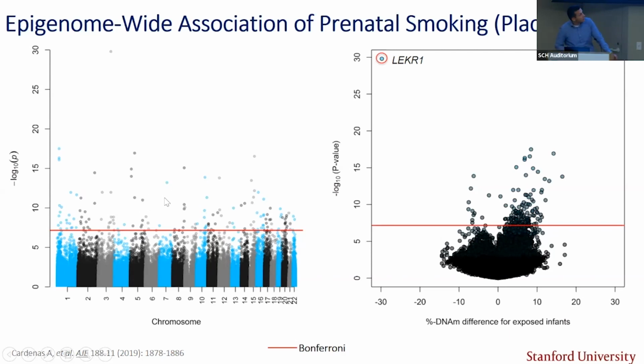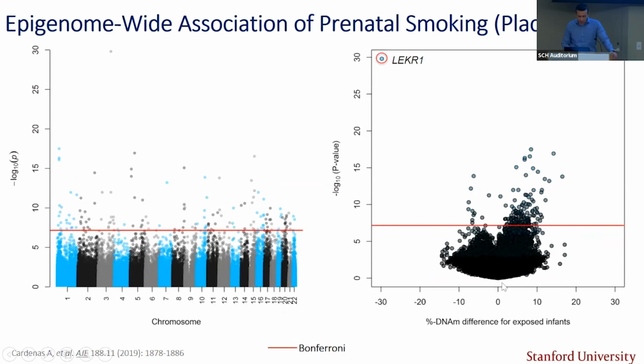This is a Manhattan plot. If you're not familiar with this, this is the negative log of the p-value. Every single data point is an individual CpG site, and this is mapped to the 22 chromosomes. We excluded the sex chromosomes. So what we see here is that every single chromosome in the placenta is being affected by smoking.